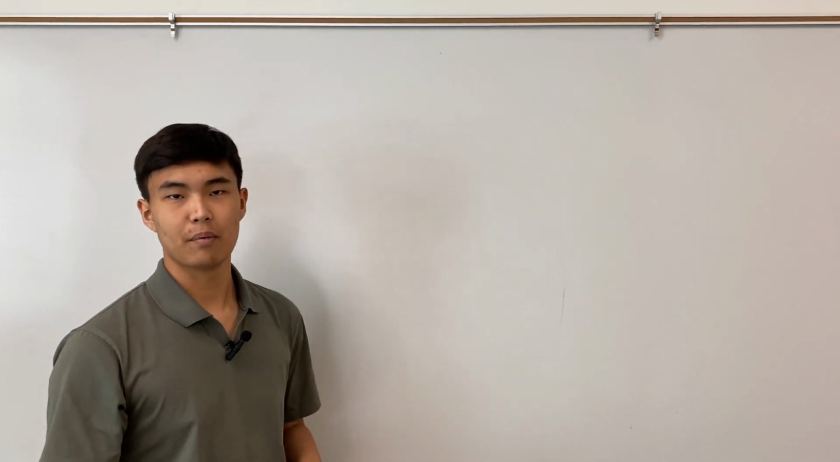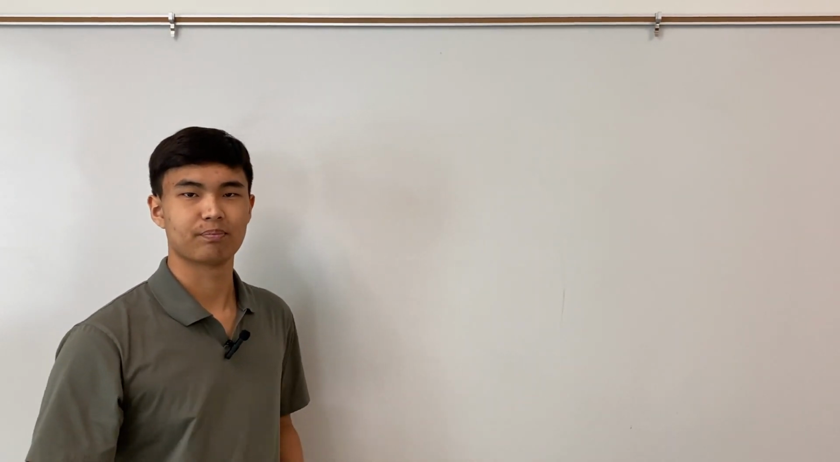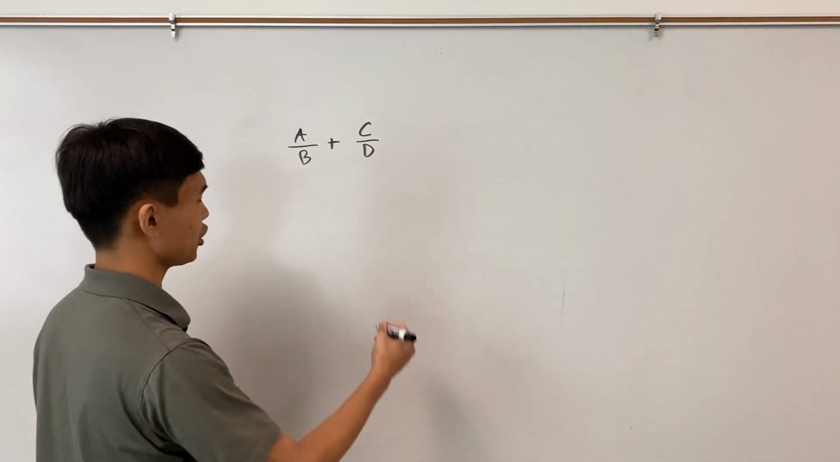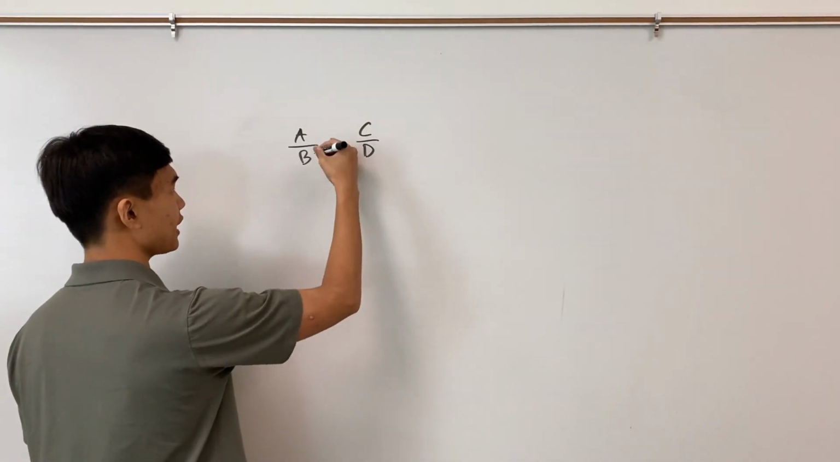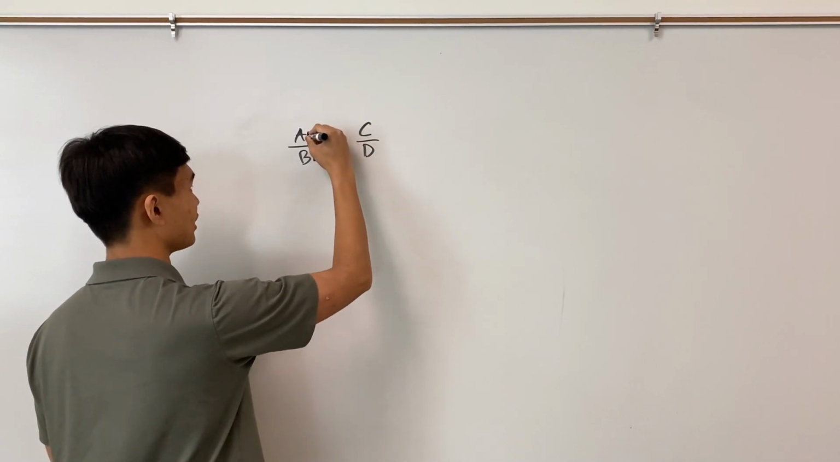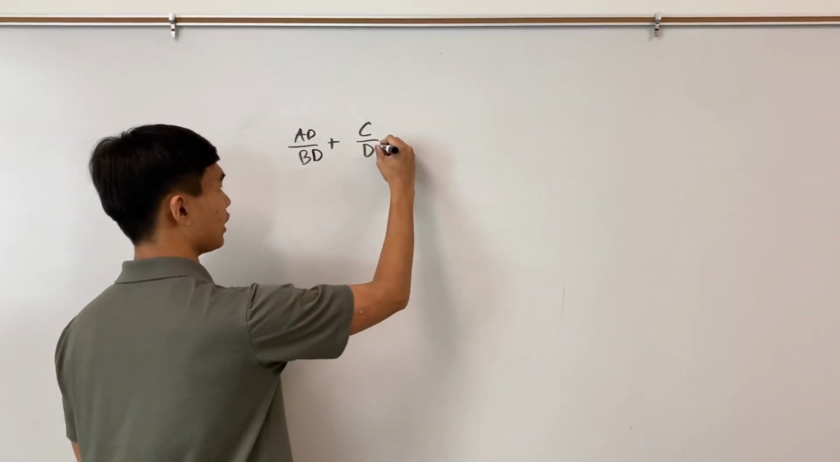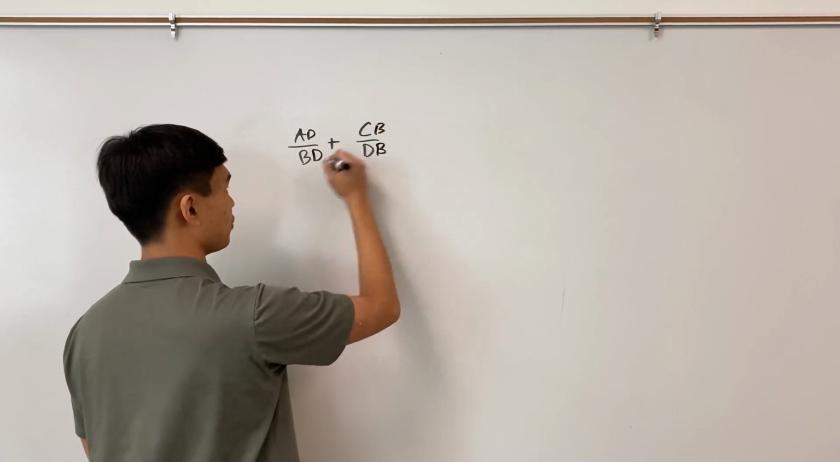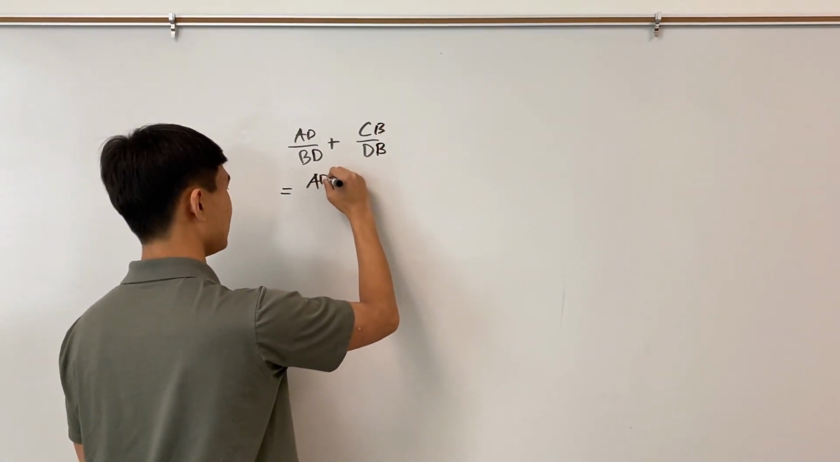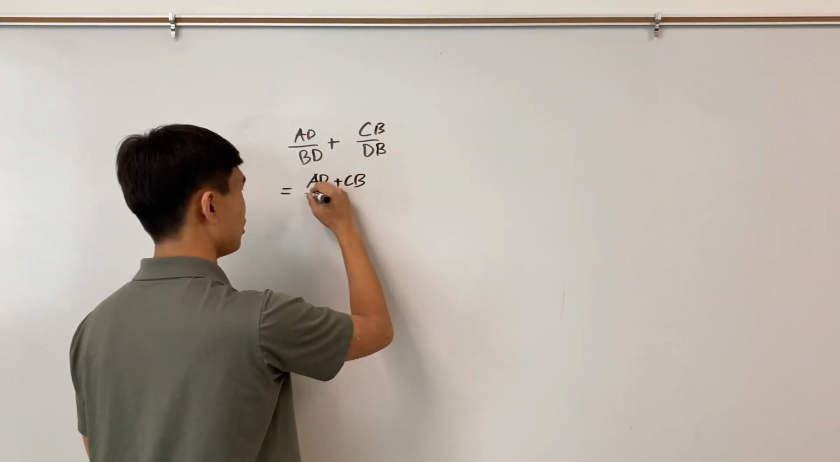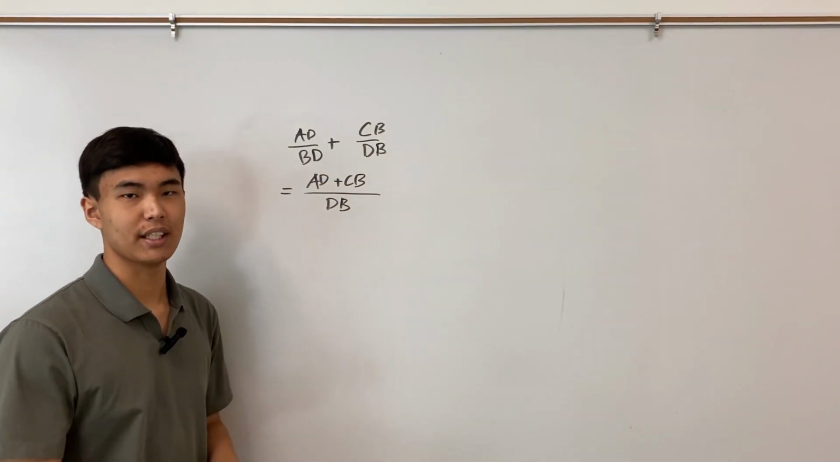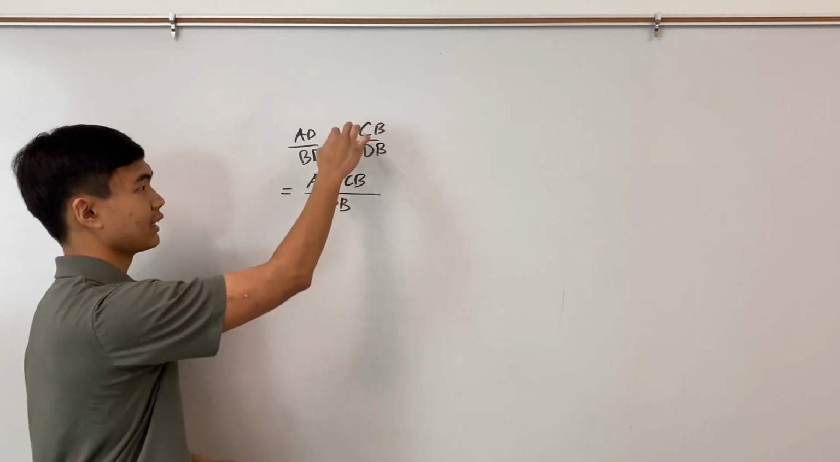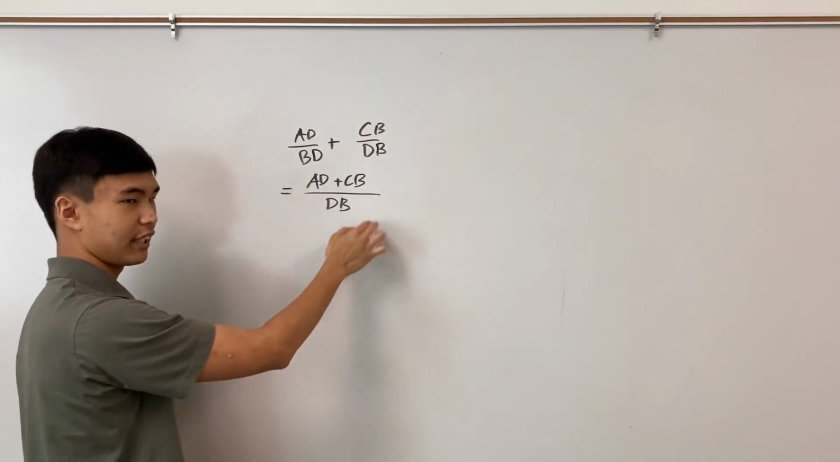Today, we're going to be learning about partial fraction decomposition. You know how when we want to add fractions, we have to make both fractions have the same denominator. So, in this case, I'm going to multiply by d on the top and bottom here, and b on the top and bottom here. So we have, this is ad plus cb over db. Partial fraction decomposition is going from here to here instead of here to here.